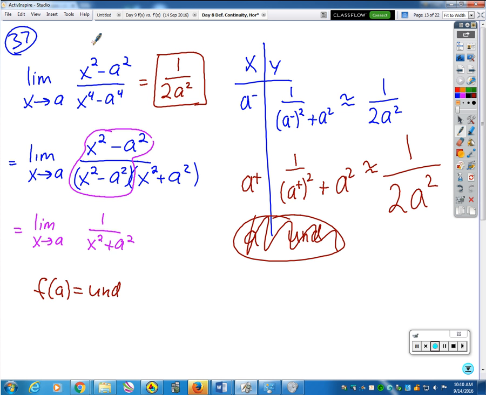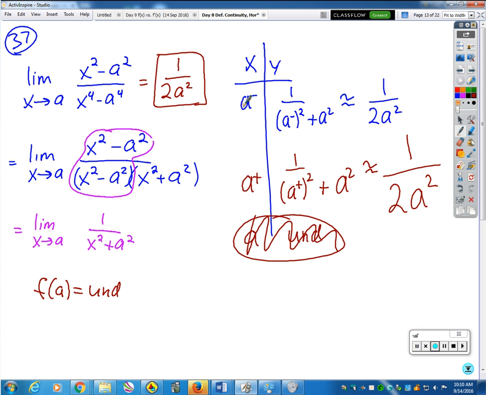How did you get from 1 over x squared plus a to 1 over 2a squared? So I plug in an x value that is slightly less than a and slightly more than a. You see it now? Oh, okay. Yeah. Good question.